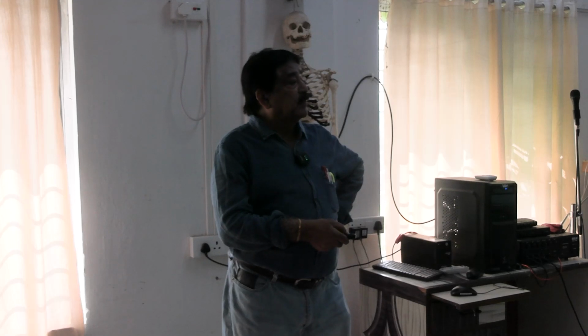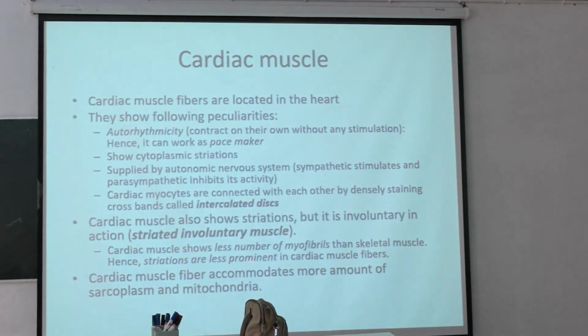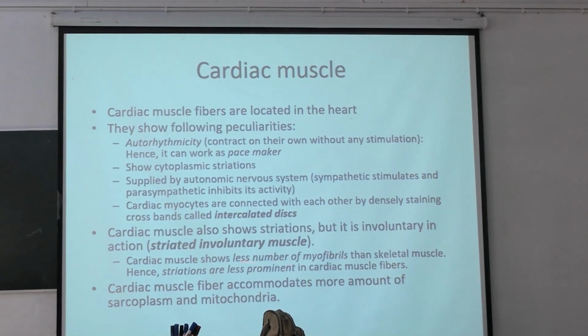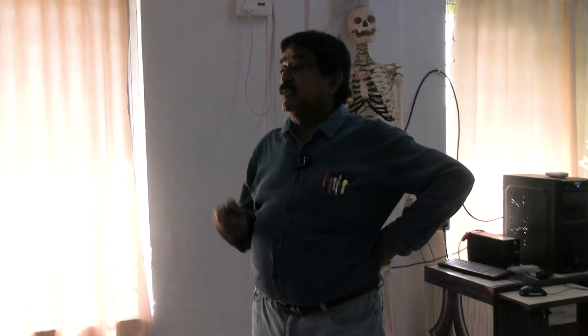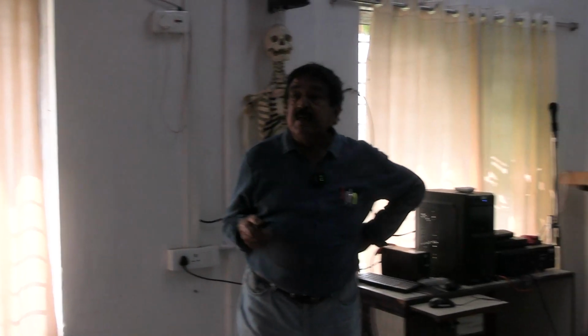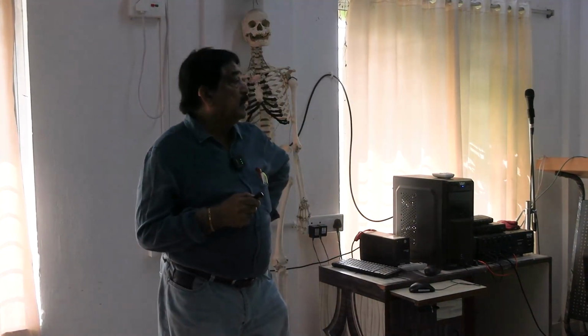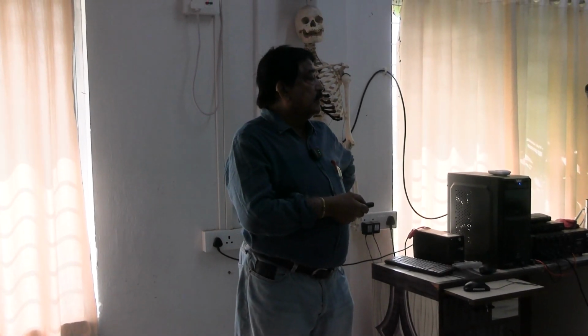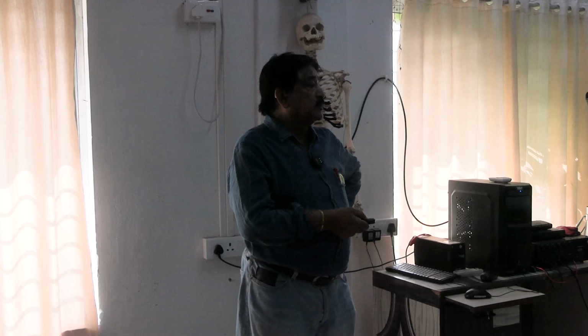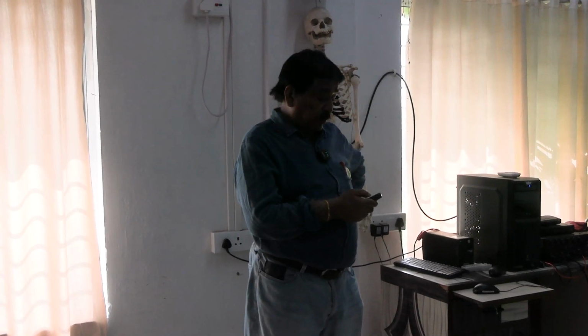Cardiac muscle shows fewer myofibrils than skeletal muscle, hence striations are less prominent in cardiac muscle. The difference between cardiac muscle and skeletal muscle is the striations. The cardiac muscle has fewer striations than skeletal muscle fibers. Okay. Now, cardiac muscle fiber accommodates more sarcoplasm and mitochondria.